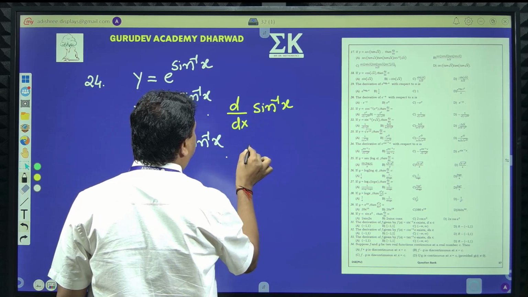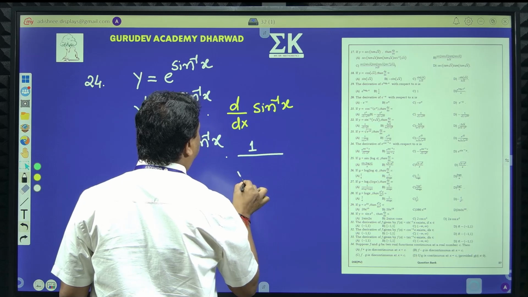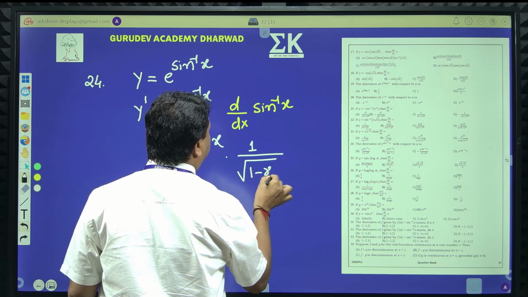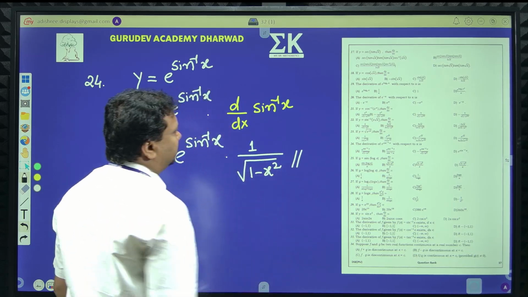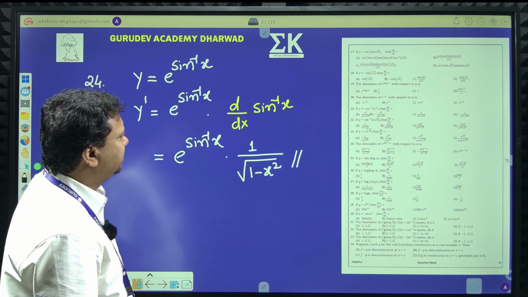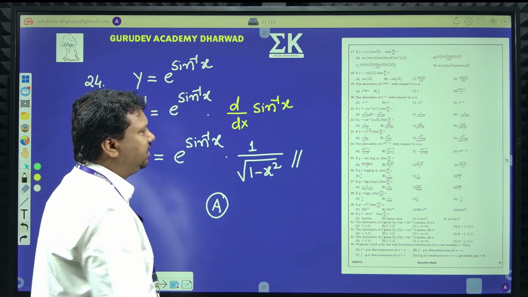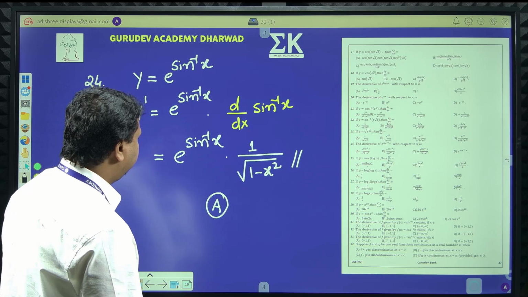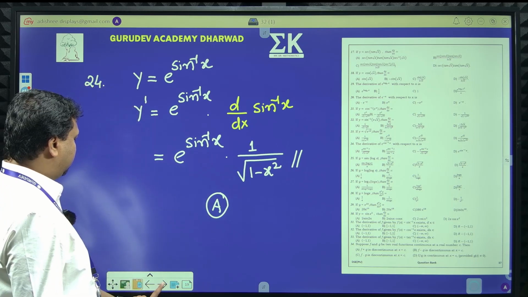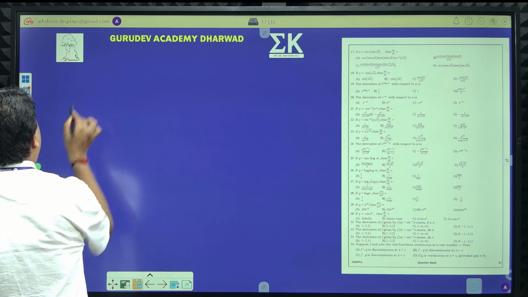What is differentiation of sin inverse x? 1 divided by square root of 1 minus x square. So what should be the answer? e to the power sin inverse x, divided by square root of 1 minus x square. Should we go for option A? Perfect. Option A is the right answer. Done. Let's go for question number 25.